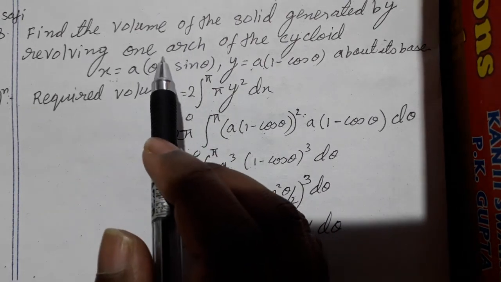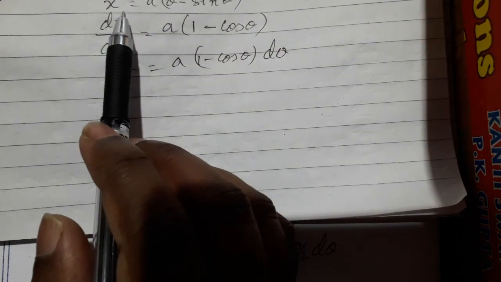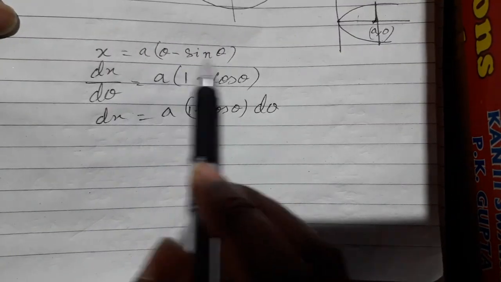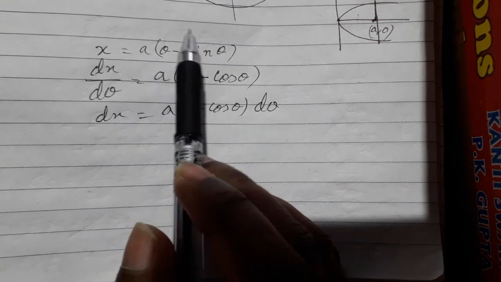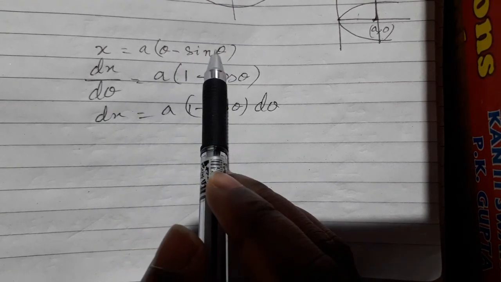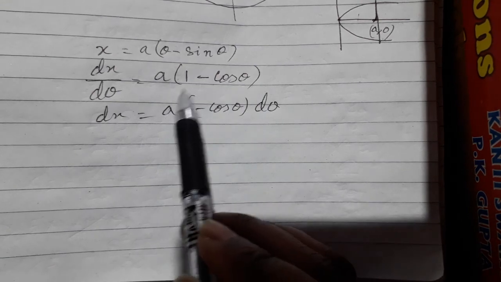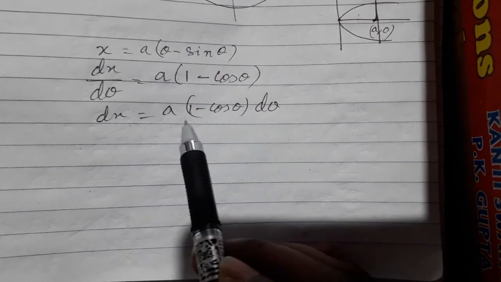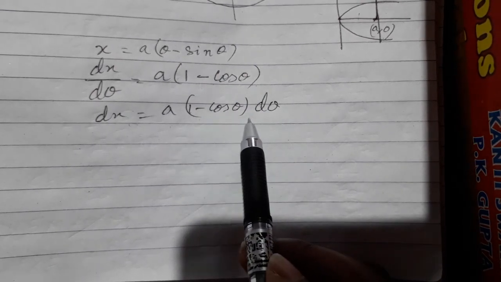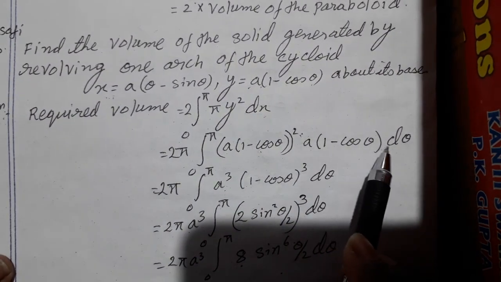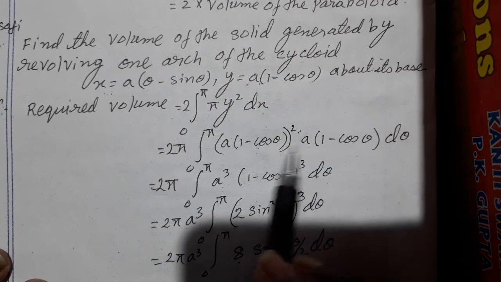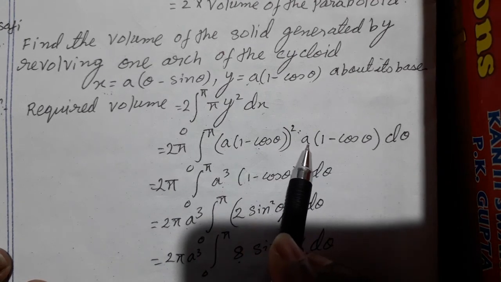See, x is a(theta minus sine theta). If I differentiate this with respect to theta, we get a times: differentiation of theta is 1, differentiation of sine theta is cos. So we get a(1 minus cos theta). So dx is a(1 minus cos theta) d theta. Here we get a square, and a square into a gives a cube.